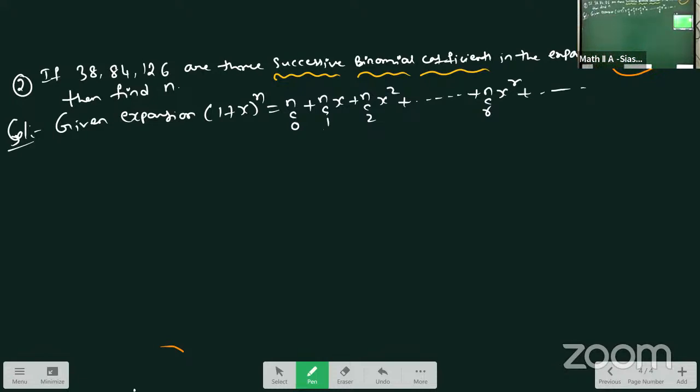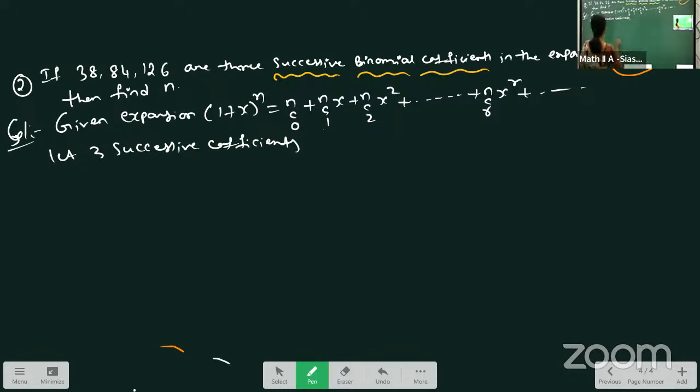So like how the question expansion will be. Now, take general successive terms. Let three successive coefficients, general coefficients we have to take. Here x coefficient means NC1. X square coefficient means NC2. So x power r coefficient means NCR.